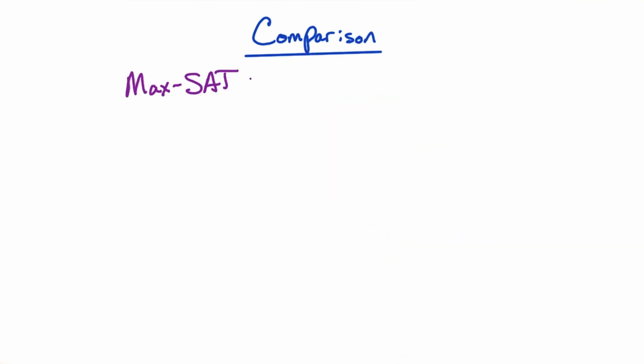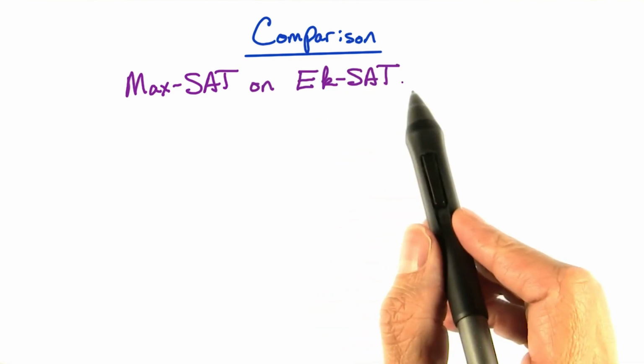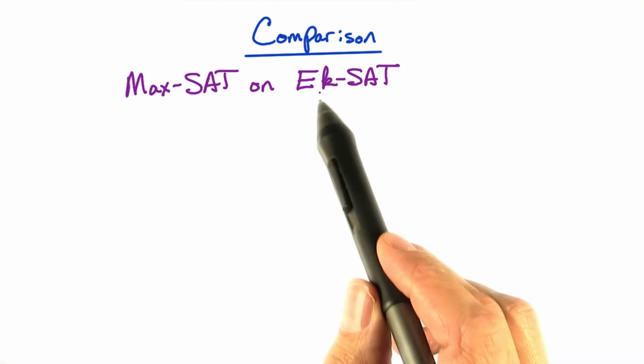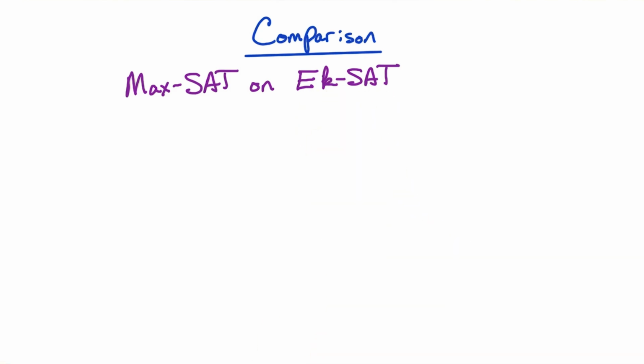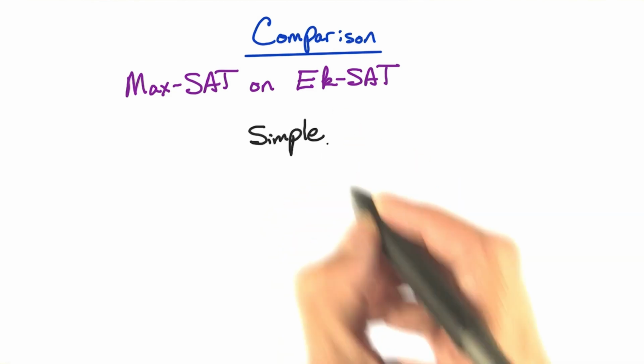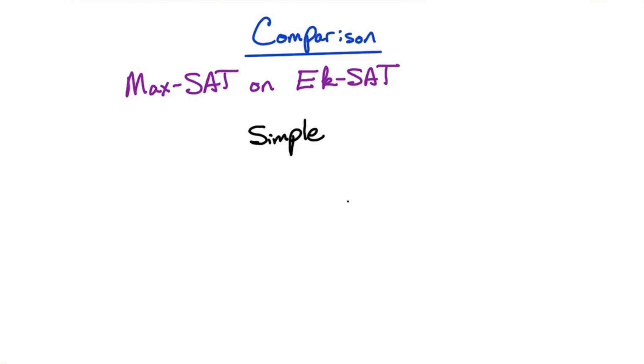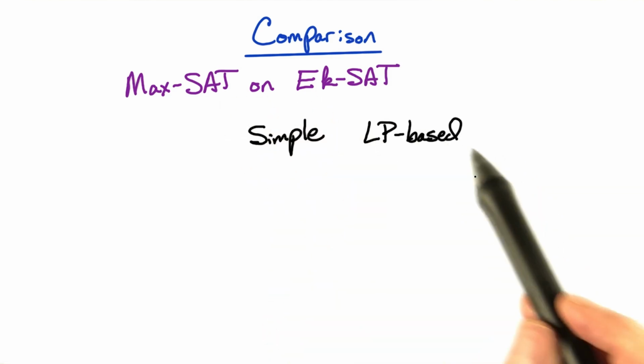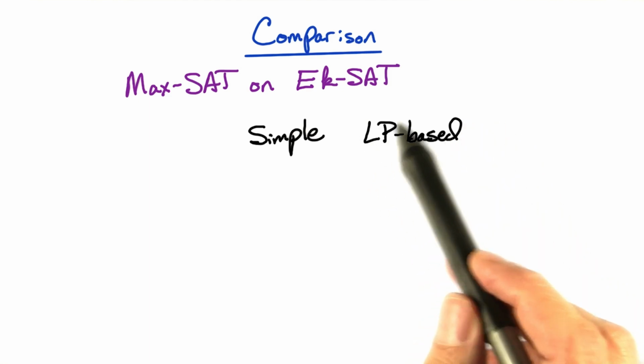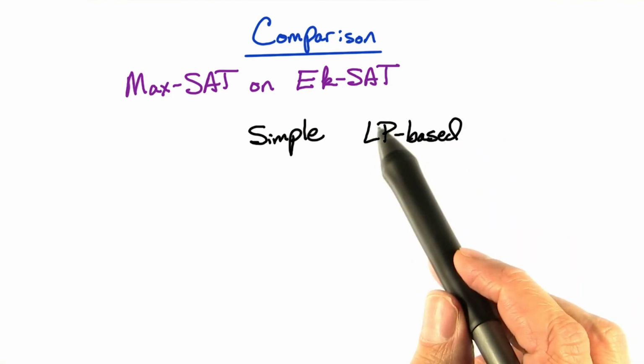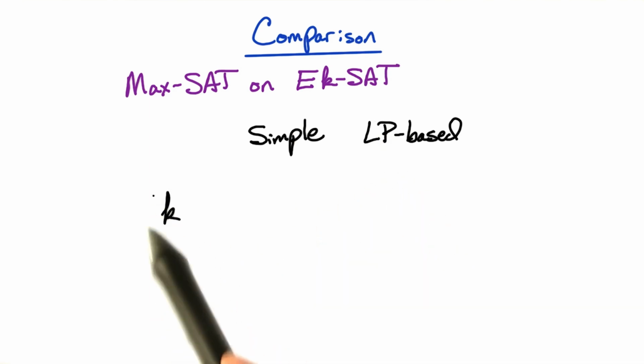Now we've seen two algorithms for MAX-SAT. What if we look at MAX-SAT on exact k-SAT formulas? These are formulas where all clauses have size exactly k. Let's look at the performance of these two algorithms as a function of k. We have the simple algorithm, the simple randomized assignment, where each variable is set to true with probability half and false with probability half. And we have this LP-based scheme. We write MAX-SAT as an integer linear program, relax it to a linear program, and then round it. How do these two schemes compare for different values of k?